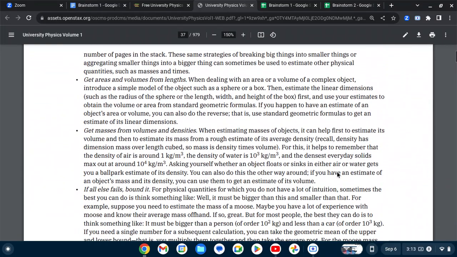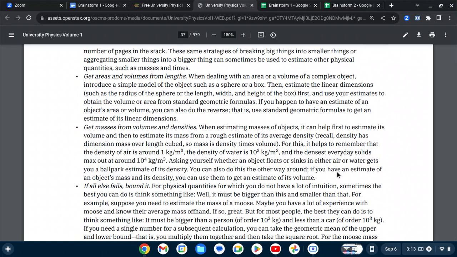These same strategies of breaking big things into smaller things, or aggregating smaller quantities or smaller things into a bigger thing, can sometimes be used to estimate other physical quantities, such as masses and times. Get areas and volumes from lengths. When dealing with an area or a volume of a complex object, introduce a simple model of the object, such as a sphere or a box. Then estimate the linear dimensions first and use your estimates to obtain the volume or area from standard geometric formulas.